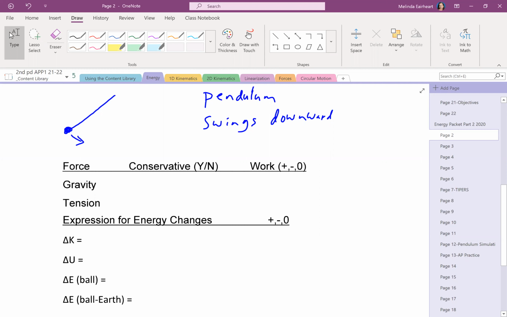And so we've got a pendulum, a ball on the end of a string, and we've seen this before with forces. Now we're going to take an energy approach, and it says it's swinging downward, present tense. Maybe in the past it was swinging up. Maybe in the past it was at its max height and came to a split second stop. But for our present tense right now, it has a velocity in the direction shown. Everybody good? It's swinging downward.